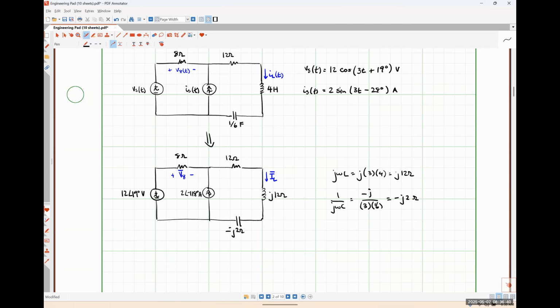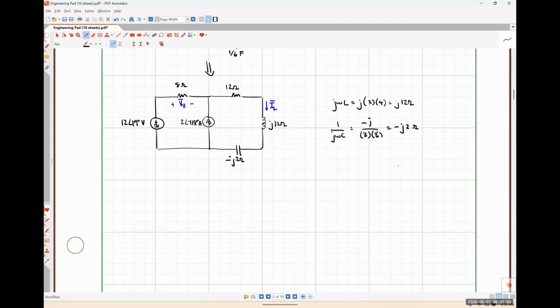So I could, if I were so inclined, simplify this circuit, because I see 3 impedances connected in series. And I'm just looking for the current flowing through one of those impedances. And since they're all in series, the same current flows through everything. So I could simplify this down to the following circuit.